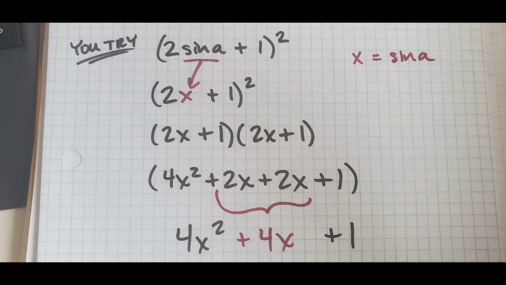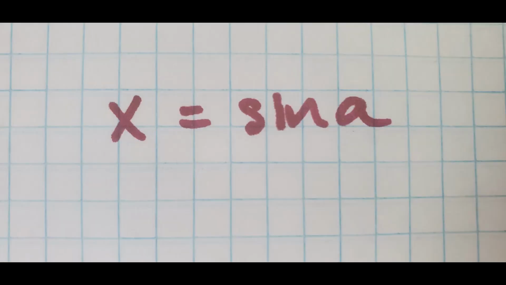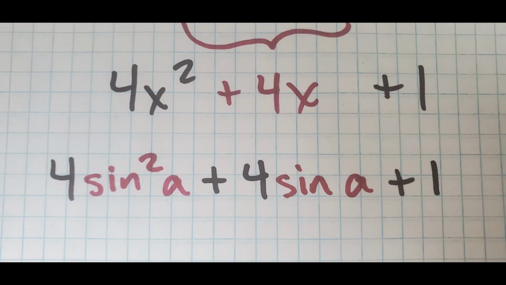Now, at the end, since you switched out sine of A for x, we have to undo that. So all the places you see x, we're going to put sine of A, and then we'll be all done. So x equaled sine of A. We're going to say 4 times sine squared of A plus 4 sine of A plus 1, and this is all done. We don't have to do anything else.